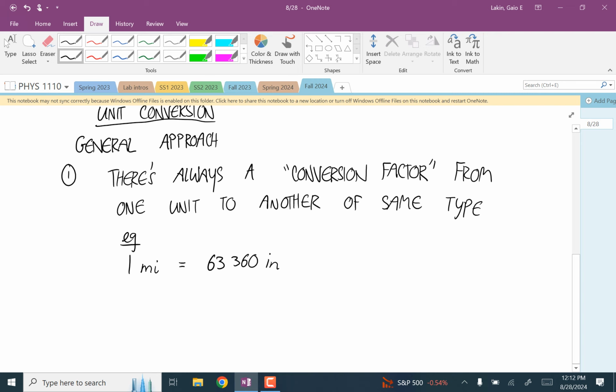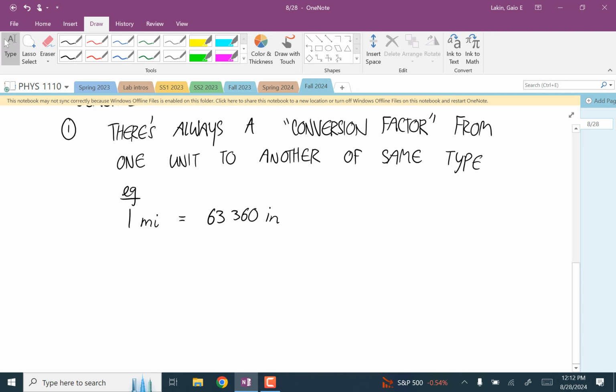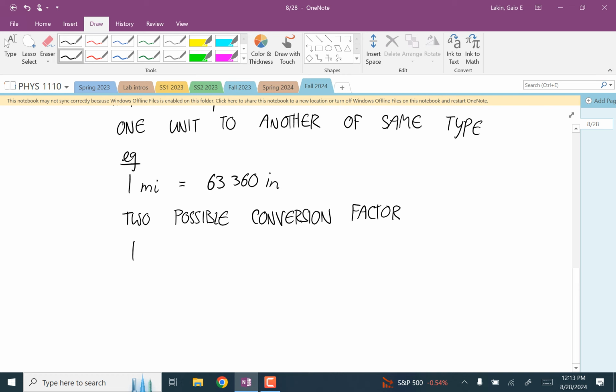Okay. And so this gives two possible conversion factors. And these two conversion factors come from the fact that if you divide something by itself, you get 1. And you can always multiply any version of 1 to anything without changing its meaning, you know? So we can think of 1 mile over 63,360 inches as equal to 1.